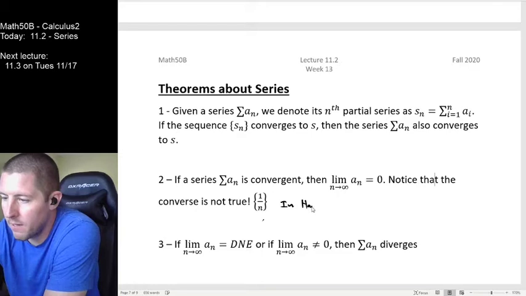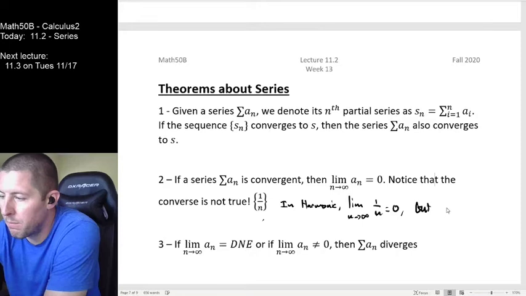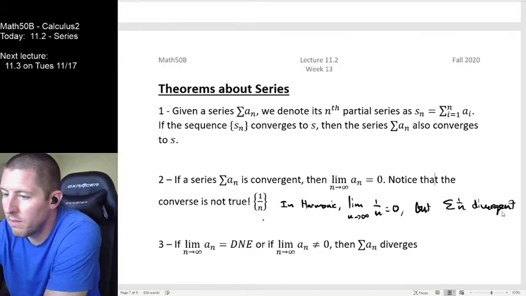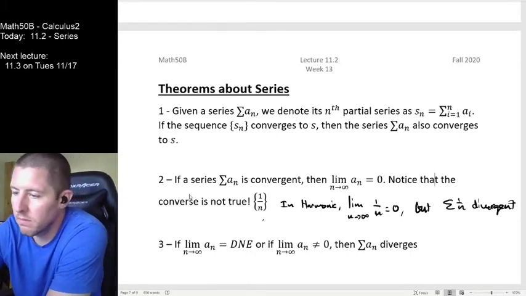In harmonic, the limit as n goes to infinity of 1 over n equals 0, but the sum of 1 over n is divergent, right? So that's our counterexample for the converse.